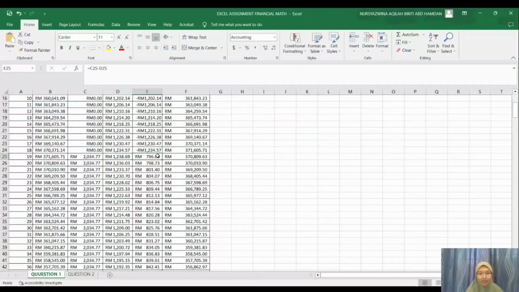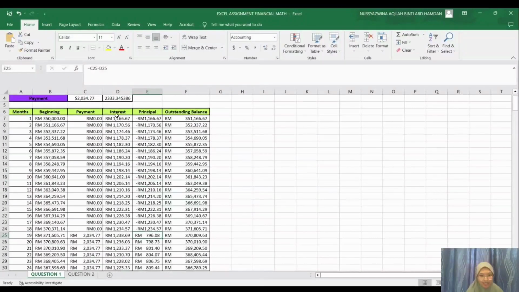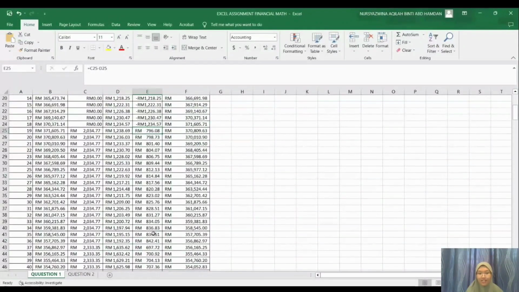For the principal from the 19th up until the 36th month, we use the same formula, which is payment minus interest. So the constant payment minus the interest that we get for every month, and we can calculate the principal until the 36th month.